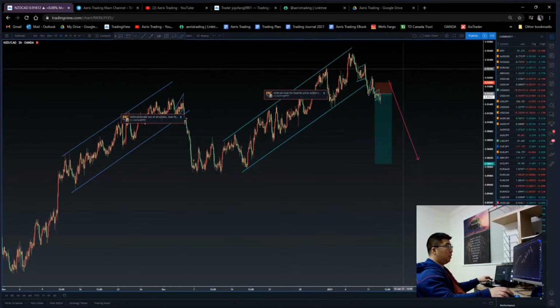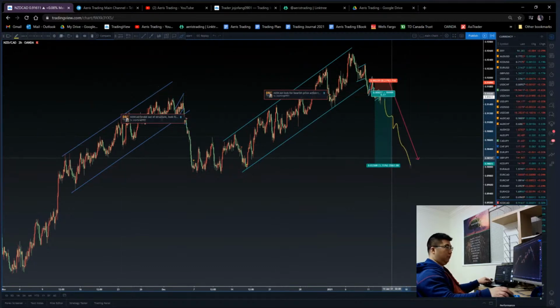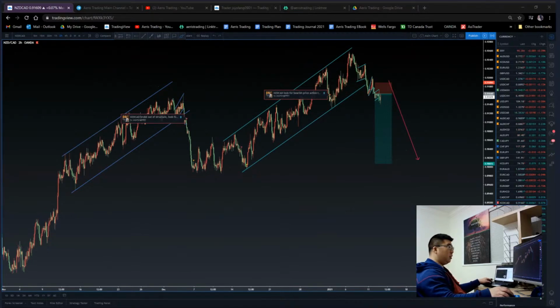All right, so that's what I see on KiwiCAD. Just looking for that bearish confirmation pushed all the way to the down, and then see what happens at the low here. All right, so KiwiCAD there. Any questions, guys, before we jump to other markets?